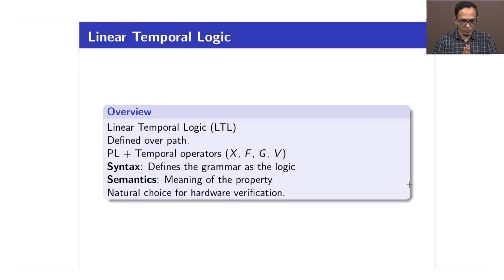So, in today's class we will learn in more detail the syntax and semantics of linear temporal logic. As I mentioned earlier also, linear temporal logic is defined over paths. You think about the paths like this, and these paths are actually infinite. So, this is my S0, this is S1, S2, S3, S4 and so on.